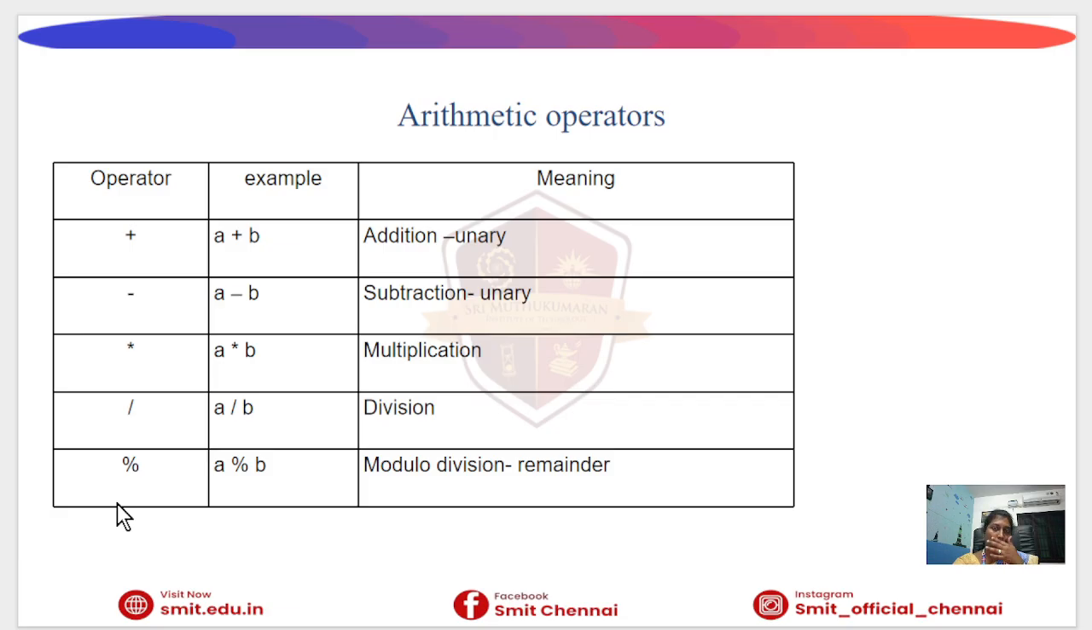First, arithmetic operators. These are the basic mathematical operators. First one is addition, second one is subtraction, third one is multiplication, fourth is division, and the fifth one is modulus, that is the remainder. For example, if int a equal to 10 and b equal to 3, we are introducing a modulo division between a and b.